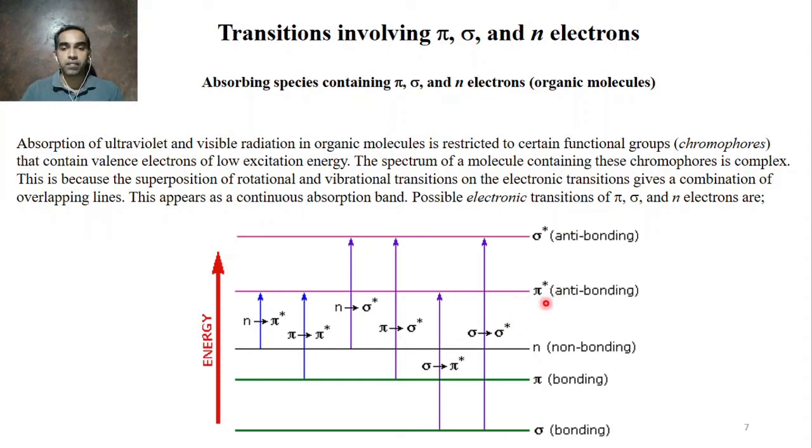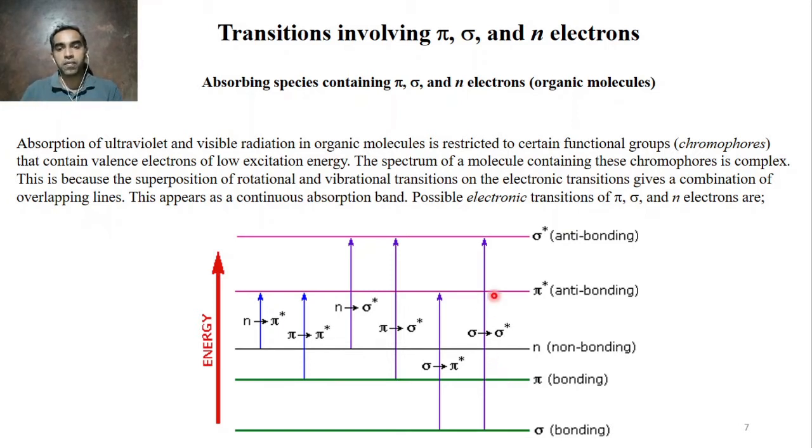Pi star is more polar here, that's why it will coordinate with the polar solvent, and that's why this will come down. So for the pi to pi star transition, the energy gap will be reduced, that's why it will go to the red side, red shift, bathochromic shift.